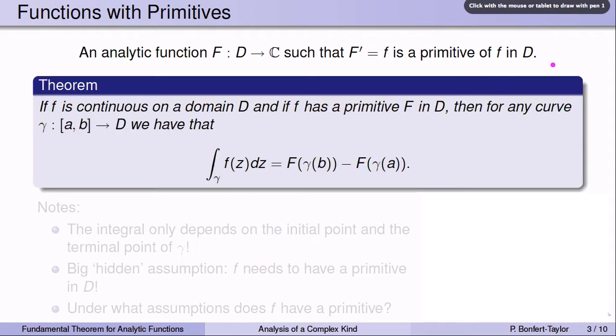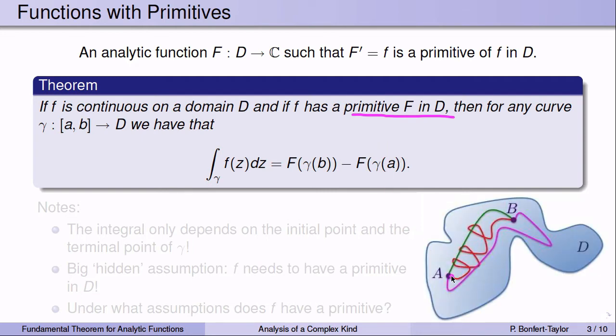Here's a theorem that resembles the consequence that we began with of the fundamental theorem of calculus. Suppose lowercase f is a continuous function on a domain, and it has a primitive uppercase F on that domain. Then for any curve gamma in the domain, if you integrate lowercase f over gamma, you can evaluate that integral by taking the primitive and evaluating it at the endpoint of gamma, and subtracting from that the primitive evaluated at the initial point of gamma.